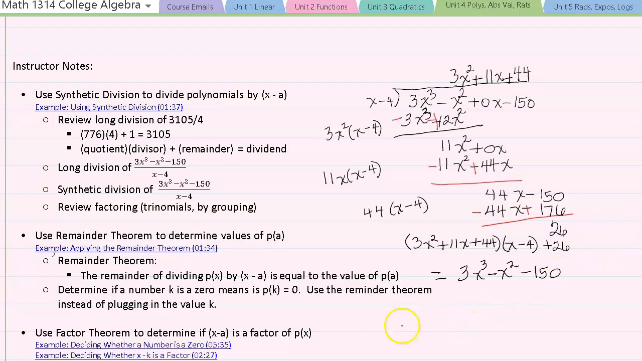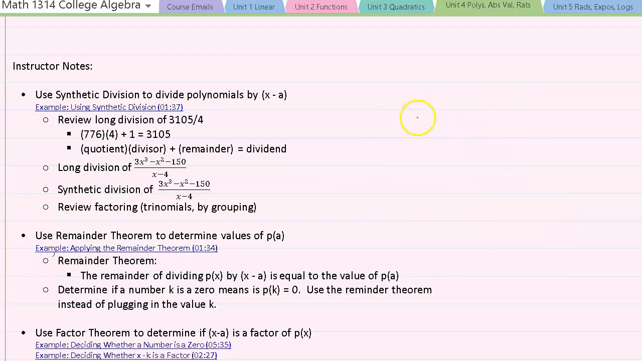So let's do the same problem of 3x cubed minus x squared minus 150 divided by x minus 4, but use synthetic division as it meets the requirement for the divisor that is in the form of x minus a number. First, we need to set up the synthetic division by writing only the coefficients of our dividend. This means we have to write 3, -1, 0, and -150. Remember that the 0 is for the x term that the polynomial is missing.